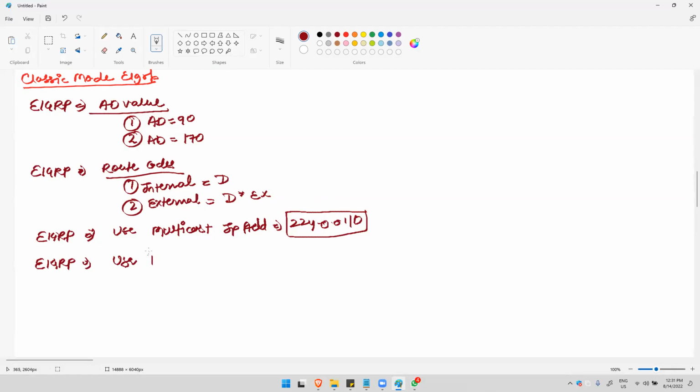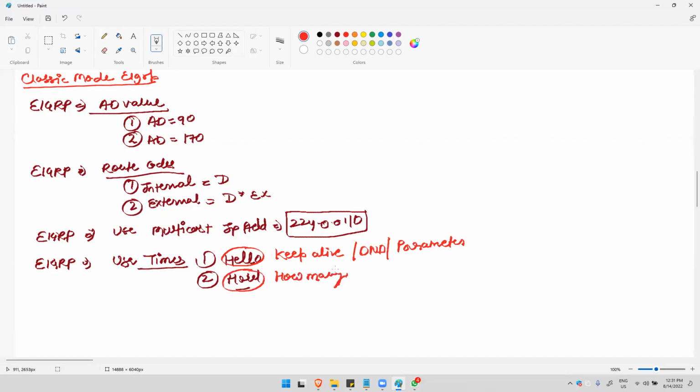EIGRP uses timers. How many timers? We are getting two types of timer. One is Hello. Second is Hold. Mostly students will ask, sir, what is the meaning of hello? Hello means we use it for keep alive. We use it for dynamic neighbor discovery. We use it for parameters check. Clear? Parameter.